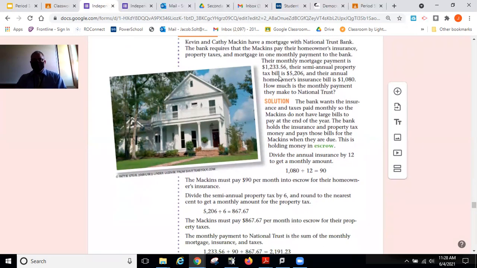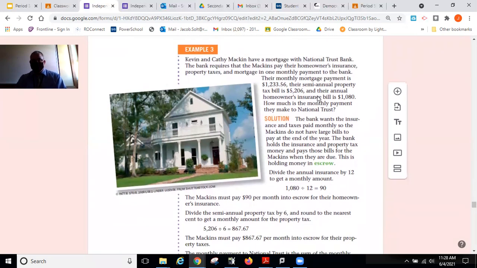So we have this yearly, let's go back up to the problem. Annual means it happens once a year. Once a year, the Mackins have to pay this homeowner's insurance bill. It's a whopping $1,080, which actually, if you think about it, is pretty reasonable, in the sense that if your house burns down, this home insurance will cover it.